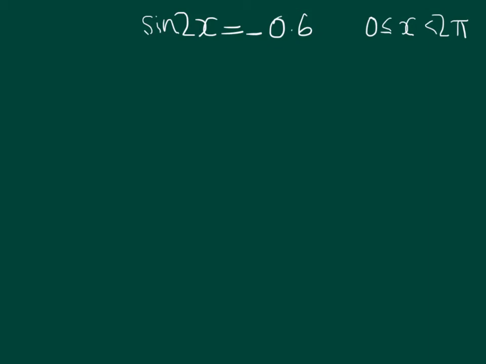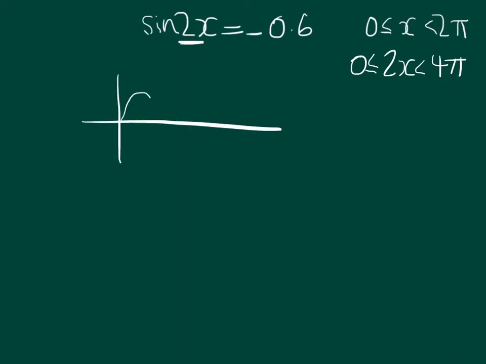Okay, we want to solve this equation between 0 and 2 pi. It's 2x, so we double the range. So we're going to go up to 4 pi, and we're going to draw it twice. Okay, so it looks like this.